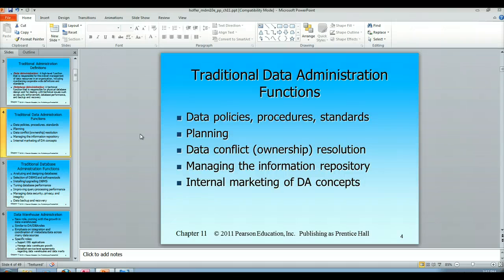So any conflicts that come up with who owns what, who has access to what, managing the information repository, which we're going to talk about again in a later video lecture, and the marketing of data administration concepts. So the person that has to sell the rest of the organization on, say, changes, for instance.